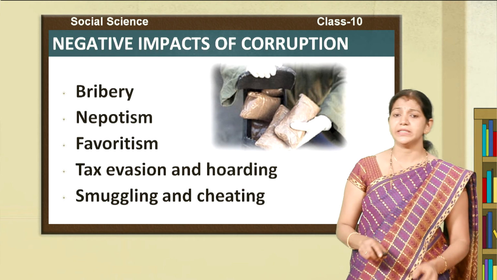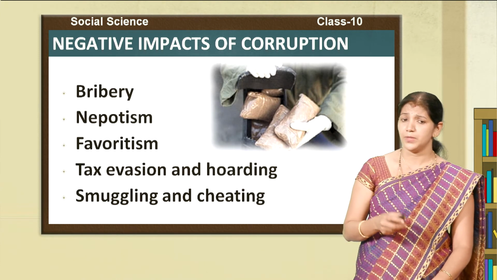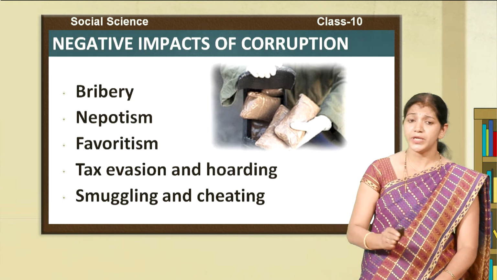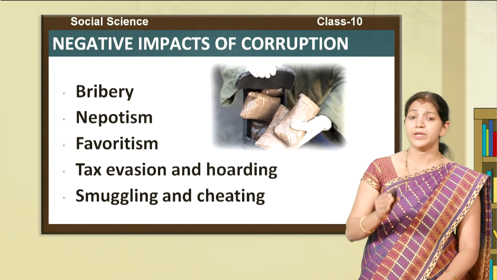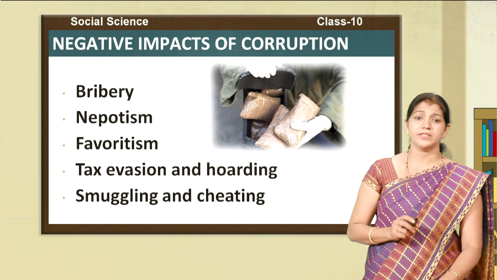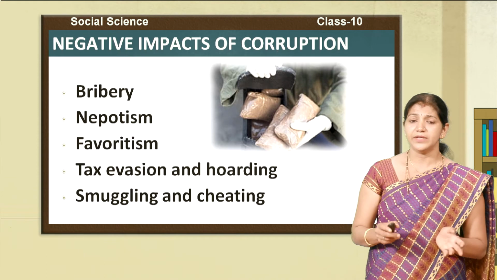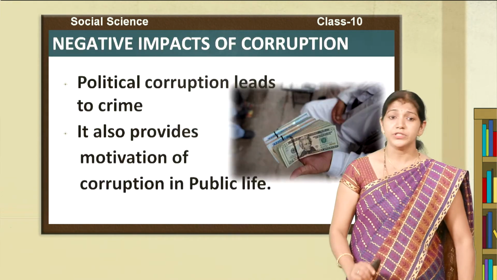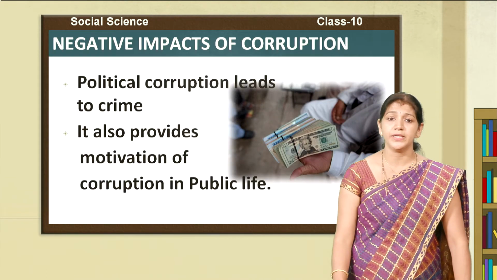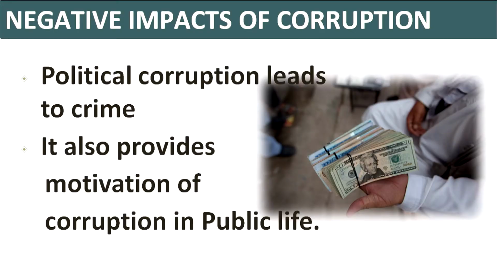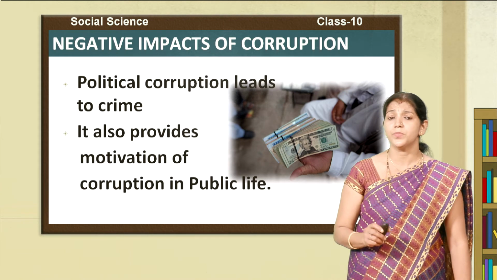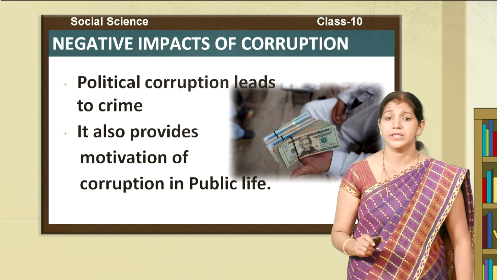It creates a bad impact in society, such as nepotism, favoritism and holding up of work. Intentionally, the work will be held up. These are some important impacts of corruption. It creates negativity in society. The most important negative impact is political corruption. Political corruption leads to crime. It also provides motivation for corruption in public life. So political corruption is also the most important negative factor in Indian society.